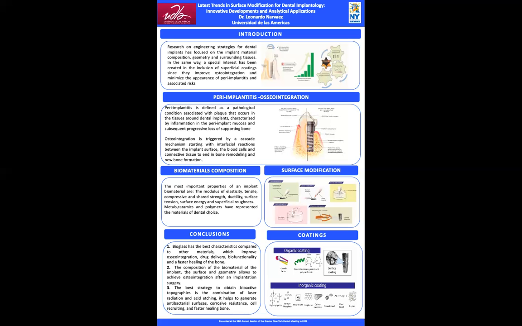As a conclusion, we have the following. Bioglass has the best characteristics compared to other materials, which improve osseointegration, drug delivery, biofunctionality, and faster healing of the bone. The composition of the biomaterial of the implant, the surface and geometry allows to achieve osseointegration after an implantation surgery. The best strategy to obtain bioactive topographies is the combination of laser radiation and acid etching. It helps to generate antibacterial surface, corrosive resistant, cell recruiting, and faster healing bone.